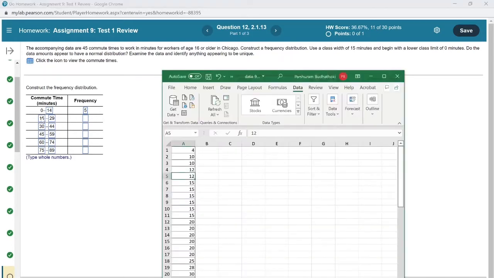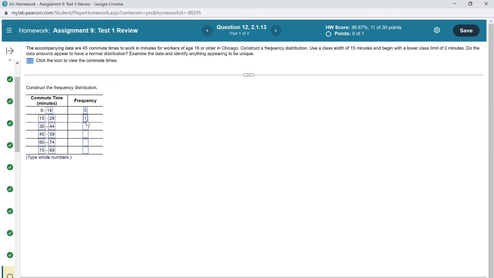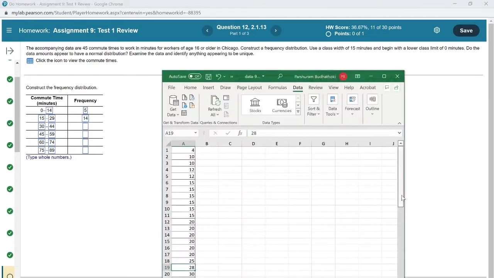Now the next class interval contains from 15 to 29, so starting at 15, count 1 2 3 4 5 6 7 8 9 10 11 12 13 14. Okay, it's 14. Next one from 30 to 44, so start from here, 1 2 3 4 5 6 7 8 9 10 11 12. Next one 45 to 59, so count starting from here, 1 2 3 4 5 6 7 8 9.